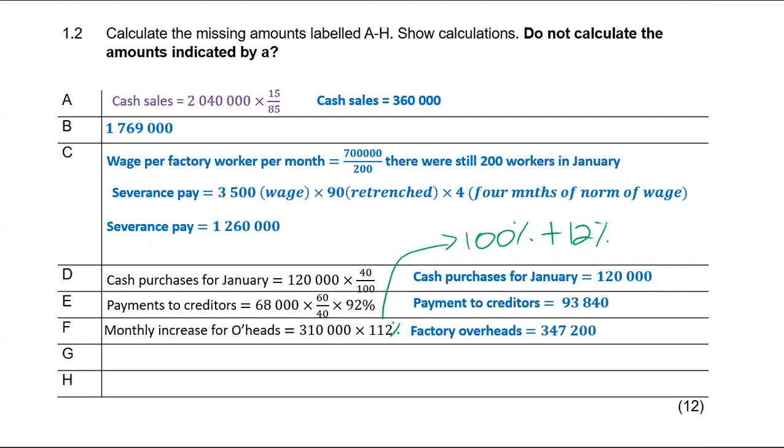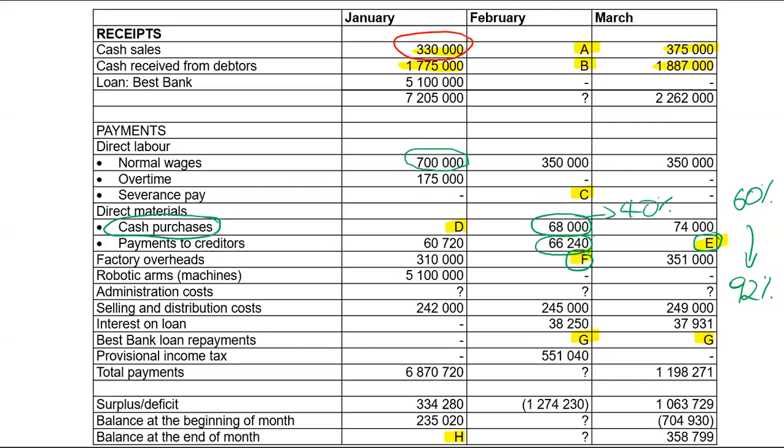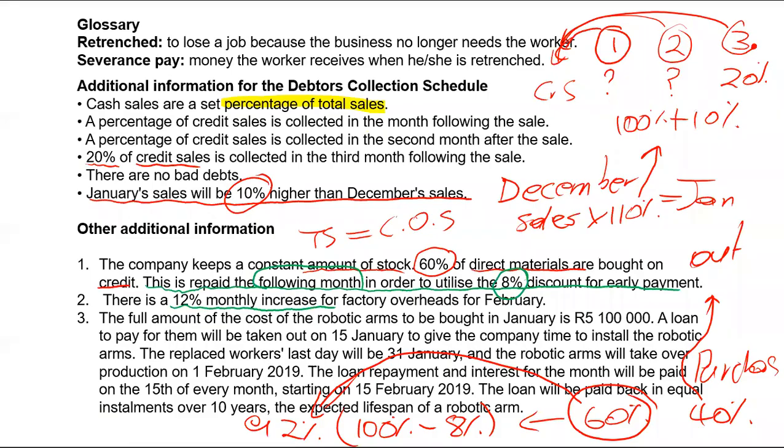Let's calculate G. Please note that G represents loan repayments, but these loan repayments exclude interest. How do I know that they exclude interest? It's because we are given interest amounts. I am going to take the principal amount of my loan. How much is my principal amount of the loan? It is this 5.1 million.